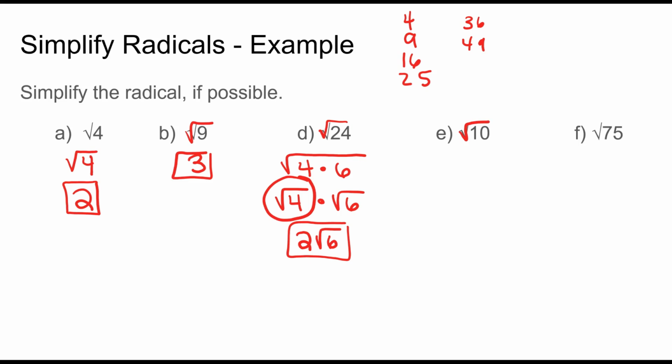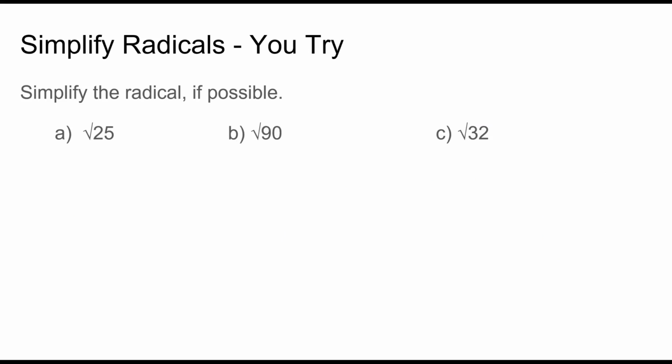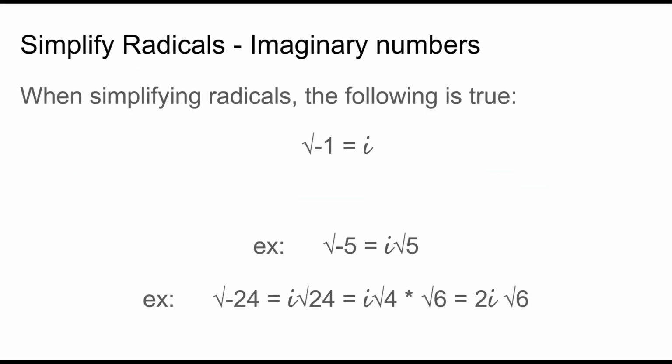All right, let's look at the square root of 10. Are there any perfect squares that divide 10? No, too big. So the square root of 10 cannot be simplified. Last one together, the square root of 75. What is the biggest perfect square that fits into it? 25. So that's going to be the square root of 25 times 3. We can split that as the square root of 25 times the square root of 3. Well, the square root of 25 is 5. You try these 3 examples on your own. How'd you do?